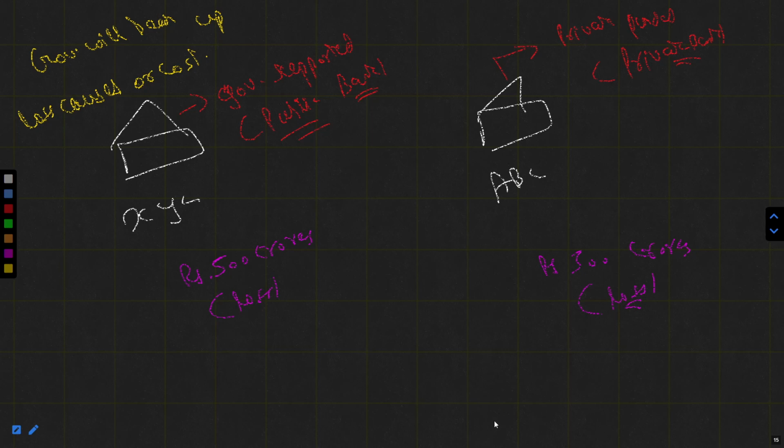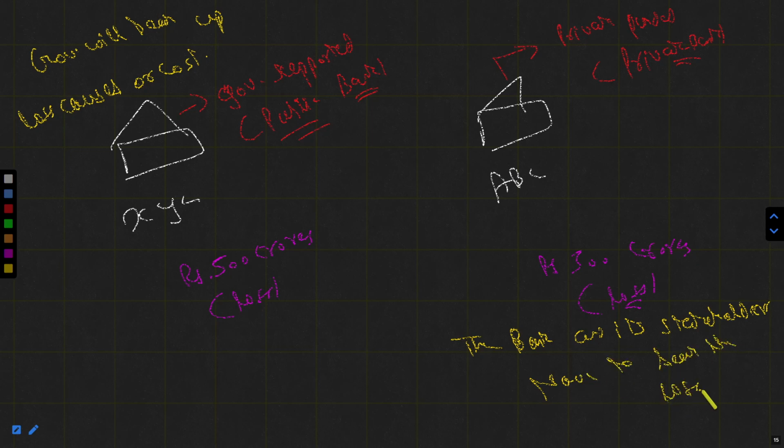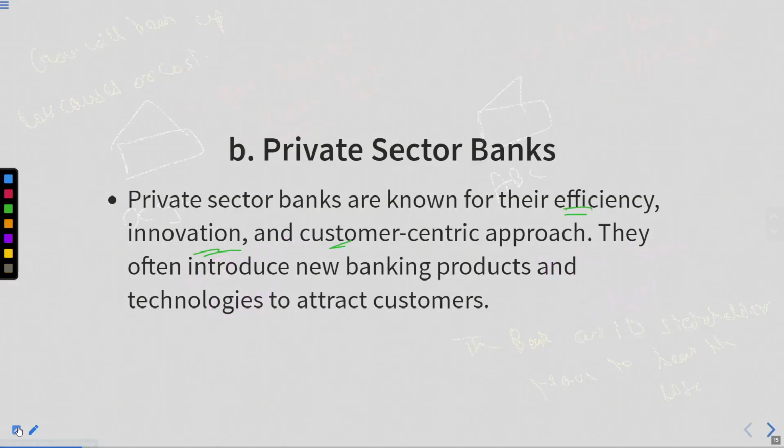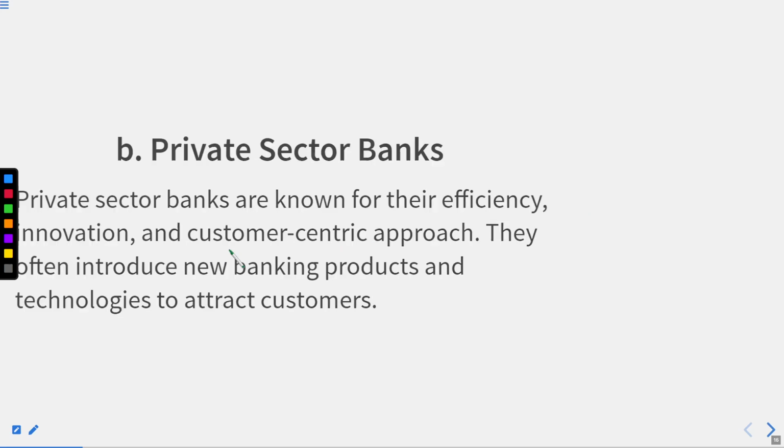In the privately funded bank, the bank and its stakeholders have to bear the loss. It means that they are not getting support from outsiders, but they have to do each and everything on their own. Okay, clear this point? So that's why they have to be more efficient, innovative, and so on.